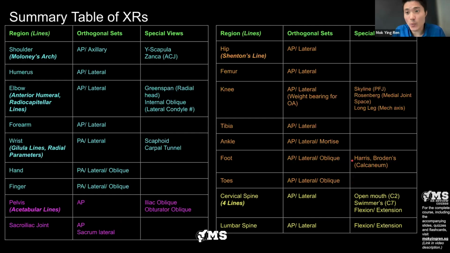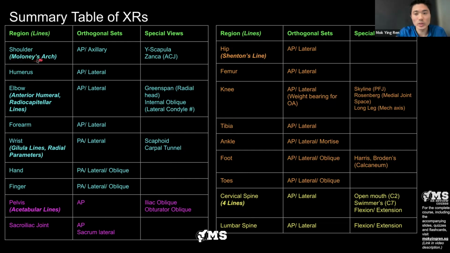All right. In fact, now we have come to the end of the session, and I've done up this summary table of all the potential X-rays. All right, you can see the various regions that you can order: shoulder, humerus, elbow, forearm, and so on for the upper limb, going down to the pelvis, going down to the lower limb, as well as the spine. You can see that. Now, in italics, I have included the important lines that you need to know.